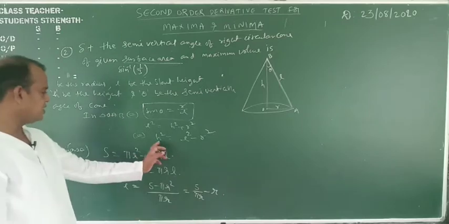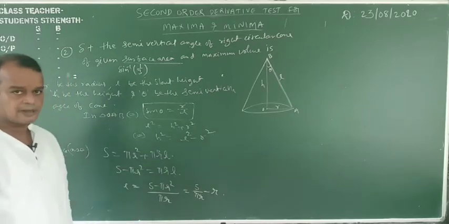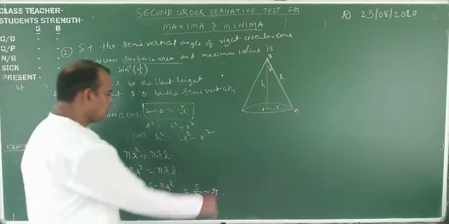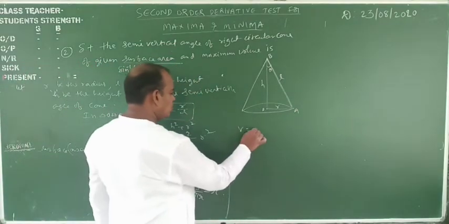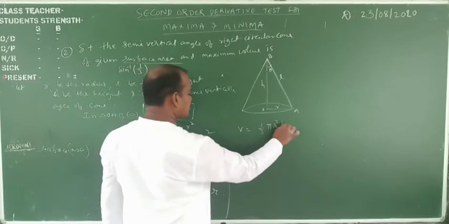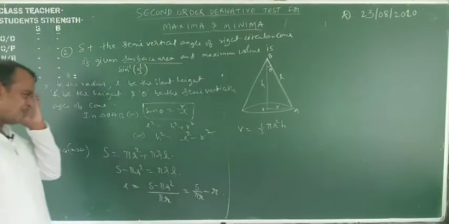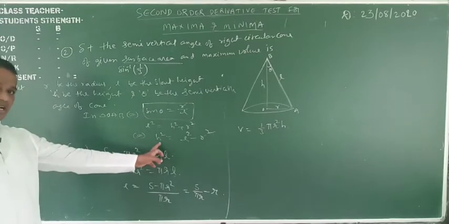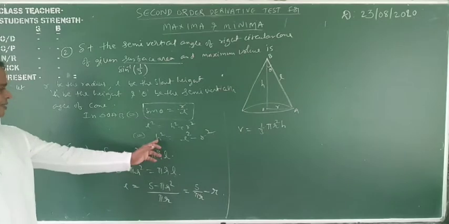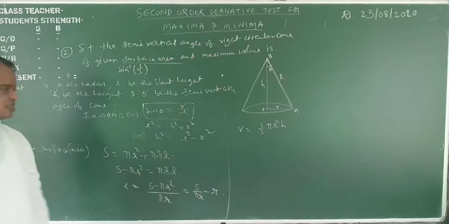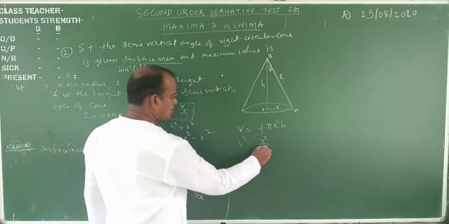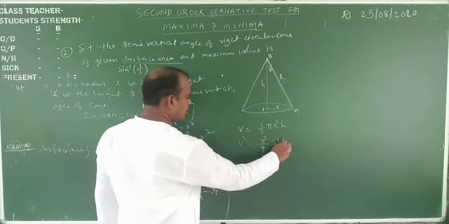Now from this one you can find H square is equal to L square minus R square. Now the maximum volume is given. What is the formula for volume? Volume is equal to 1/3 pi R square H. But here you know the value of H square, not H. Now we need H square, so squaring on both sides, V square is equal to pi square by 9 into R power 4 into H square.